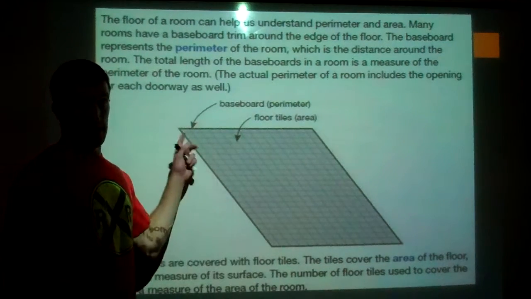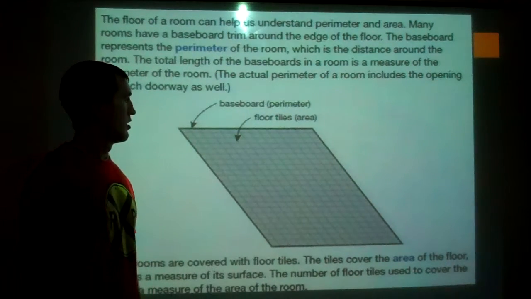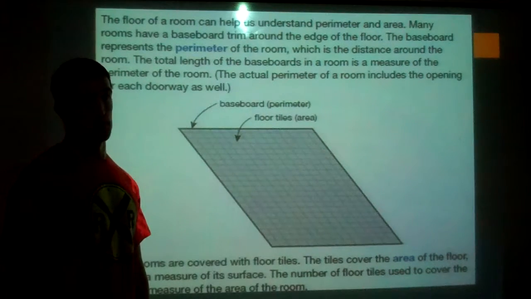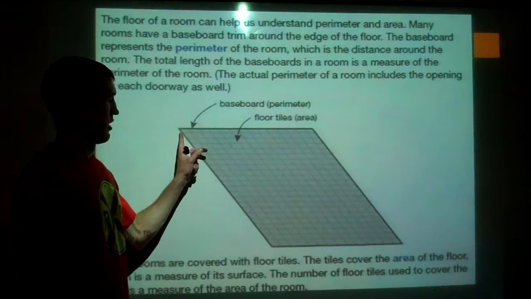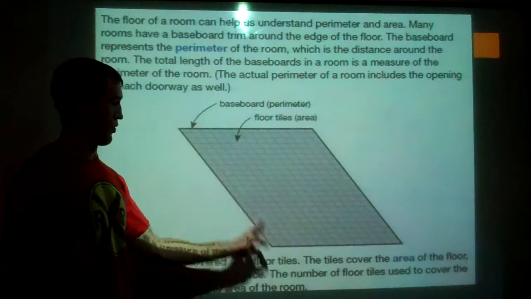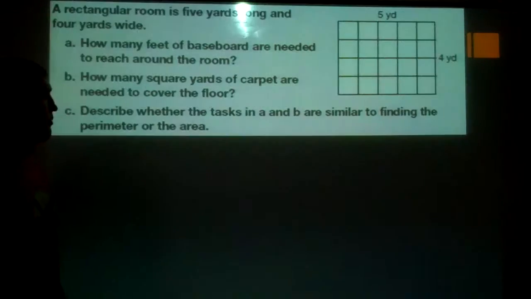And when we're dealing with rectangles or squares or parallelograms, which we haven't gotten to yet, it'll be length times width. And we'll get into that in a second here.